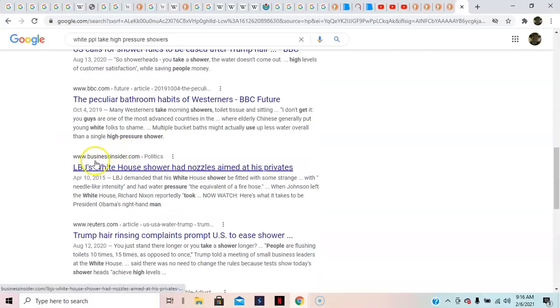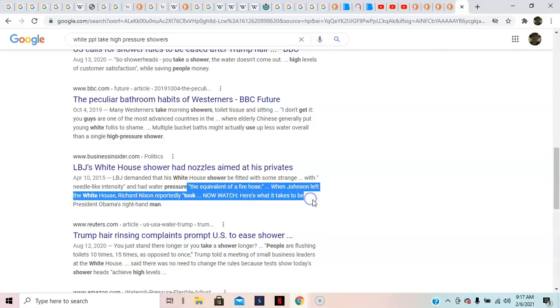Before we get out of here, Lyndon B. Johnson's White House shower had nozzles aimed at his Lyndon B. Johnson. Right? The equivalent of a fire hose, right? Needle-like intensity. And had water pressure. Why did he have fire hydrant equivalent pointed at his junk? Again, this is just a basic question.